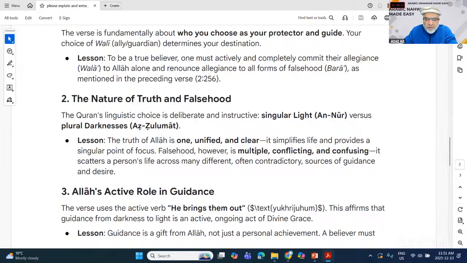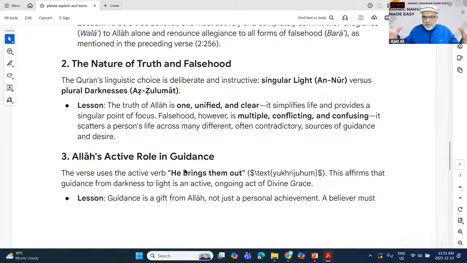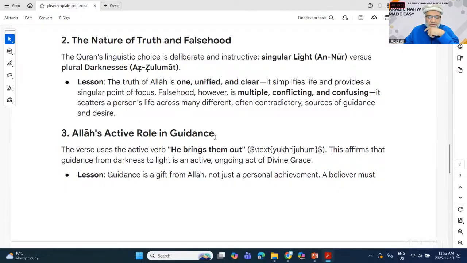Falsehood, however, is multiple, conflicting, and confusing. It scatters a person's life across many different, often contradictory sources of guidance and desire. Now tell me honestly, how many people you see around you who are victims of this? A lot of them. Even ourselves, when we are not clear about our religion because of our lack of knowledge or our lack of practice, even a lot of Muslims are misguided or confused, right? Especially our youth, our new generation, who are not very connected with the Book of Allah or the Deen of Allah. So, Allah's active role in guidance.